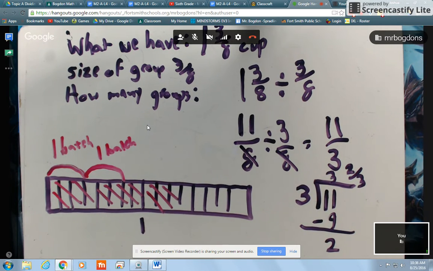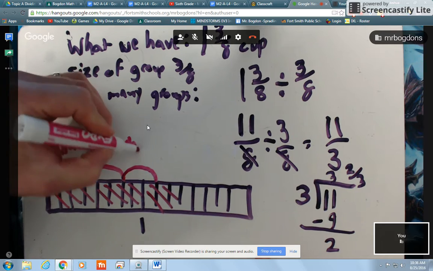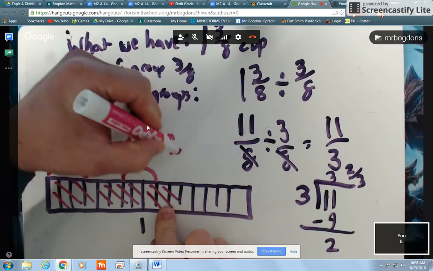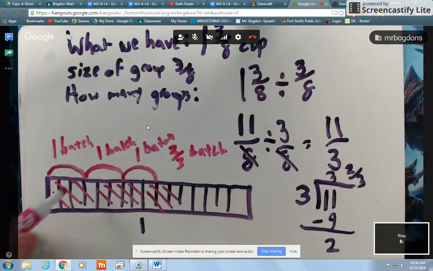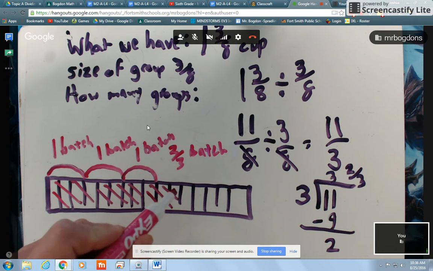Do I still have more strawberries? So I need to count by how many more eighths? 3. 1, 2, 3. There's another batch. Now I have 2/8 left over. How many eighths are in one batch? So it has 2 out of the 3. So this is only 2/3 of that batch. So here's 1, 2, 3 and 2/3 of a batch.